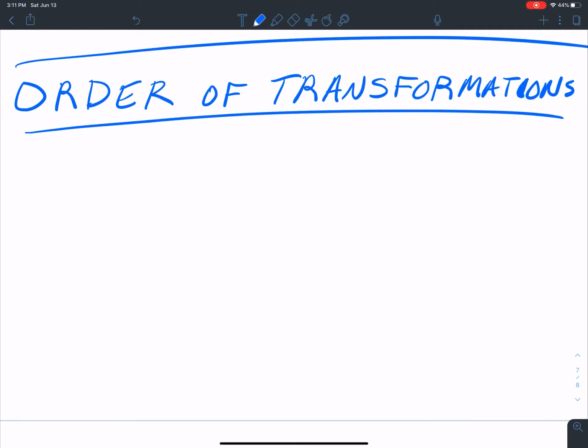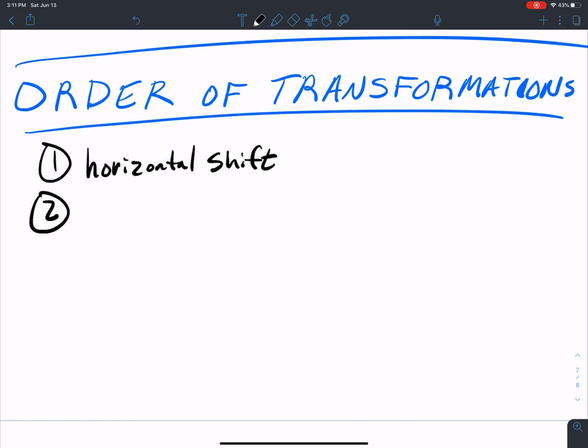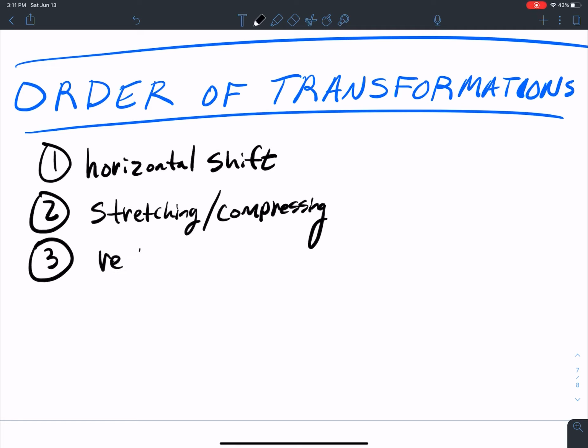So in this video, we've got order of transformations. The first thing you do is horizontal shift. Number 2, you do stretching, compressing. Number 3, you've got reflections. And number 4, you've got the vertical shift.